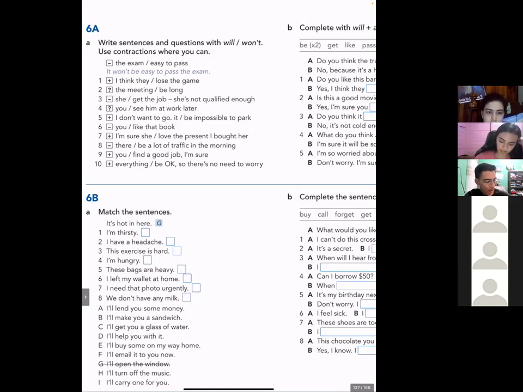Number 6, Maripaz. You won't be like that book. No, remember that you don't have to use be all the time. So in that one, the main verb is want, sorry, like. So you won't like that book. Okay. Number 7, Daner.